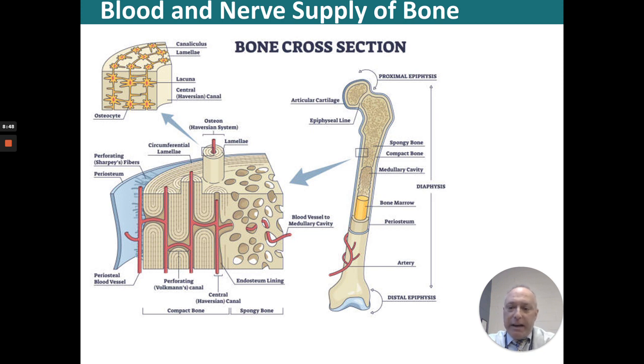Okay, let's take another look at a cross-section of compact and spongy bone. First of all, we see the periosteum on the outside. Then there are large canals in the medulla of the bone, which are the central canals, and they are going to give blood and nutrients to the different portions of the bone, compact and spongy. And then we've got Volkmann's canal right here. And then we can see the osteon with the lamellae.